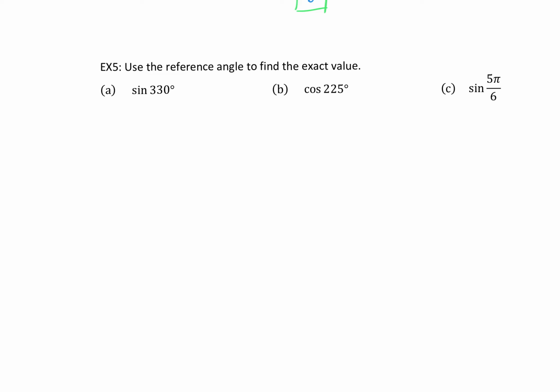In part A, sine of 330 degrees, well, 330, that would be in quadrant 4. So I know that whatever this is, it's going to be negative because sine is negative in quadrant 4. So if I were to use a reference angle, in quadrant 4, it's going to be 360 minus 330. So that's going to be negative sine of 30 degrees, because that's our reference angle. And that's going to be 1/2, but it's a negative. So it's negative half.